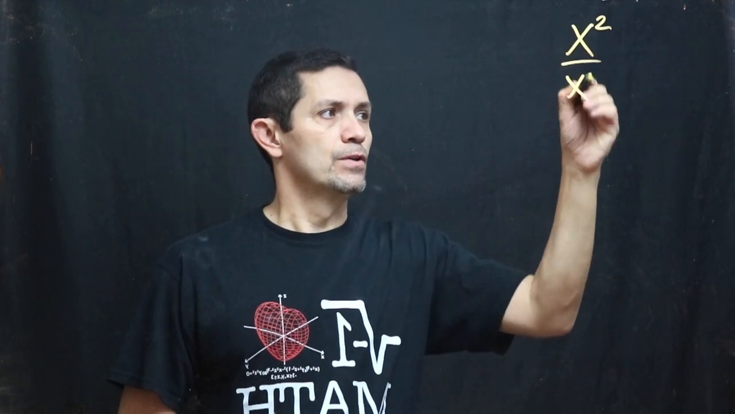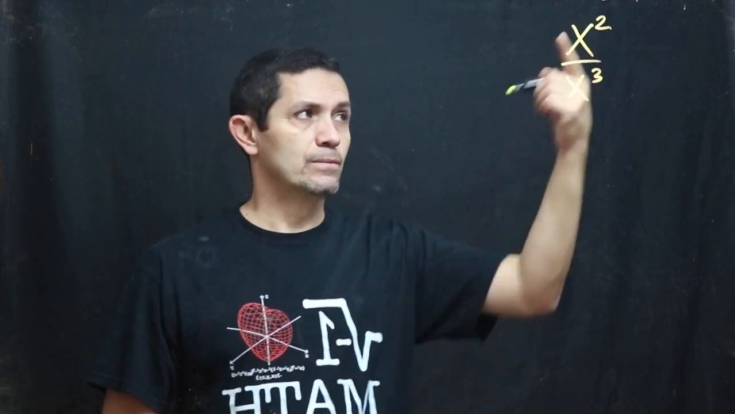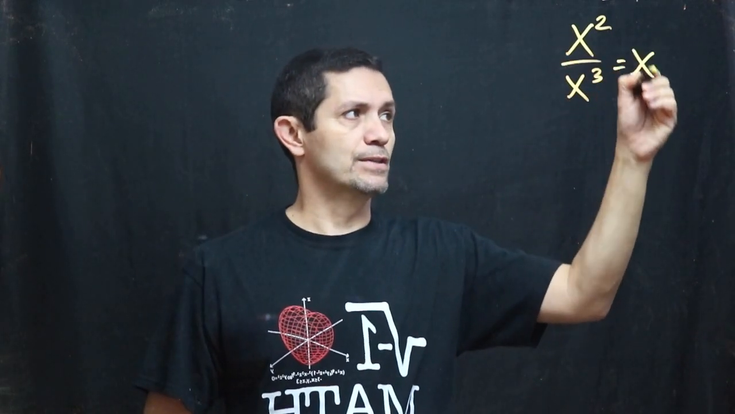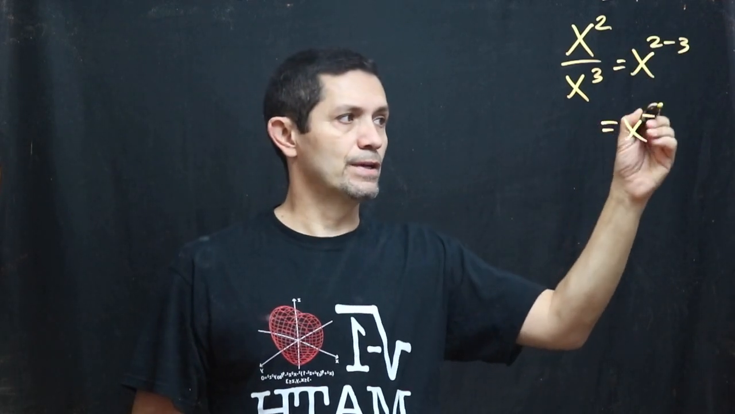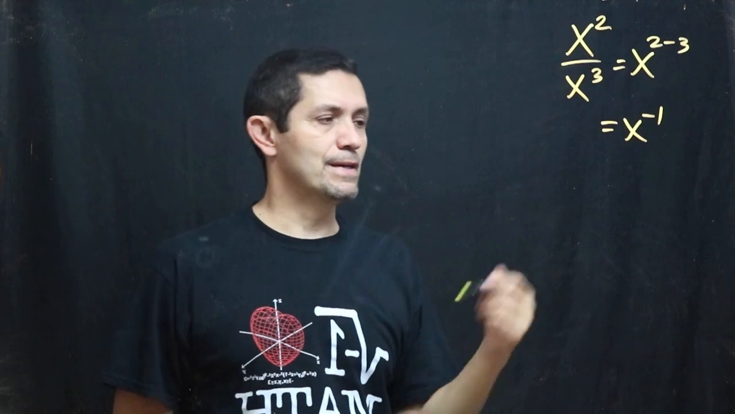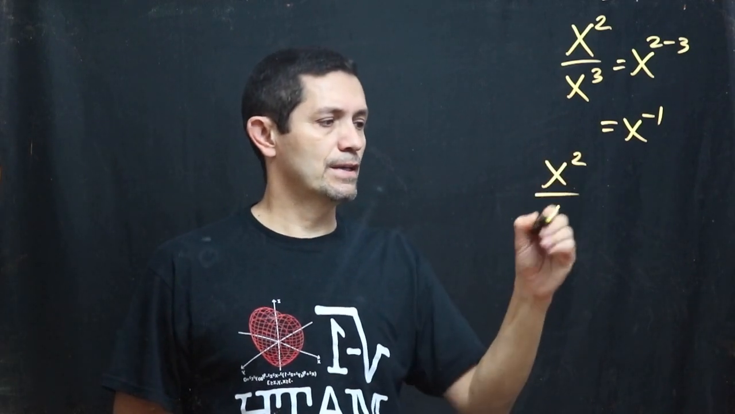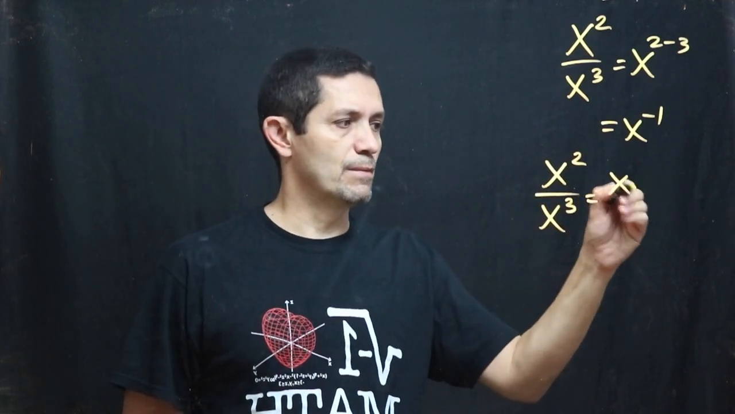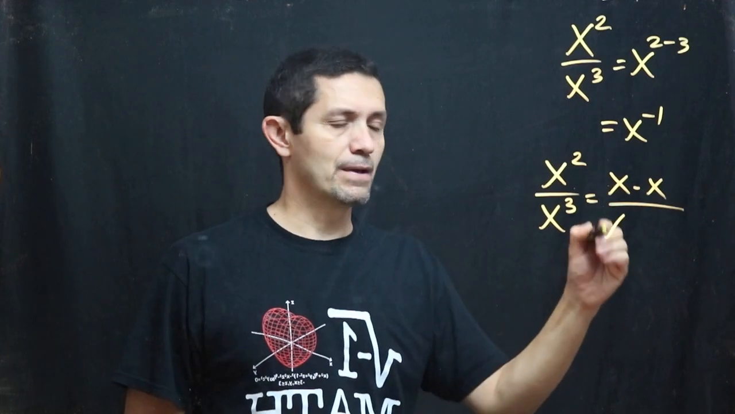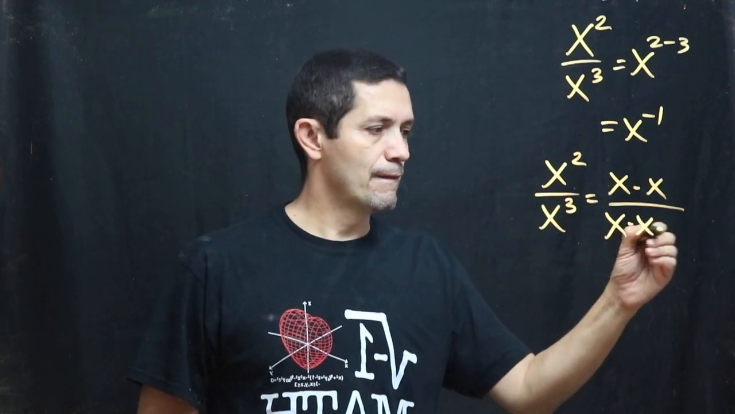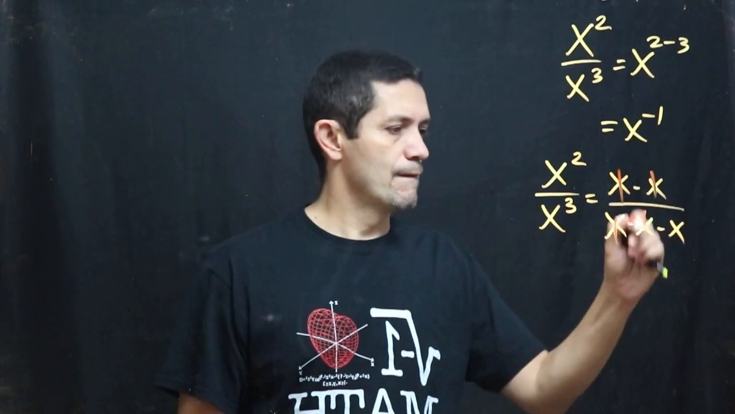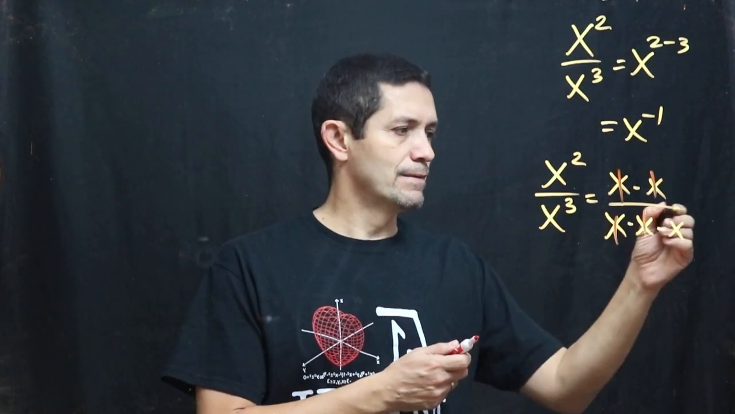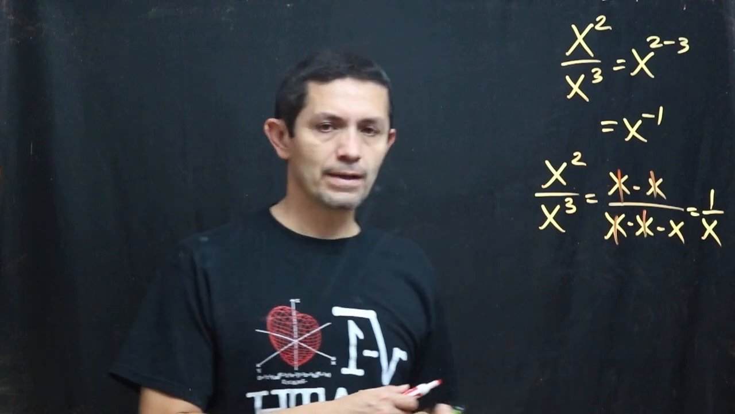Now let's use the quotient rule to prove another property. When I'm dividing, I subtract the exponents. How much is my answer? X to the negative first power. But let's break this down. I have x to the second over x to the third, which is the same as x times x, and in the bottom I have 3 x's. If I reduce this, I'll have at the end 1 over x, right?